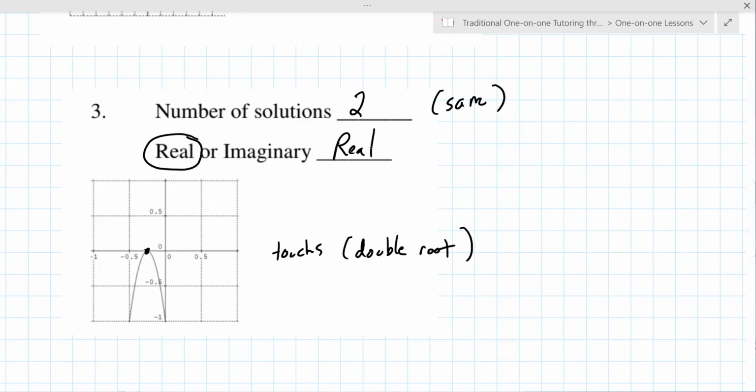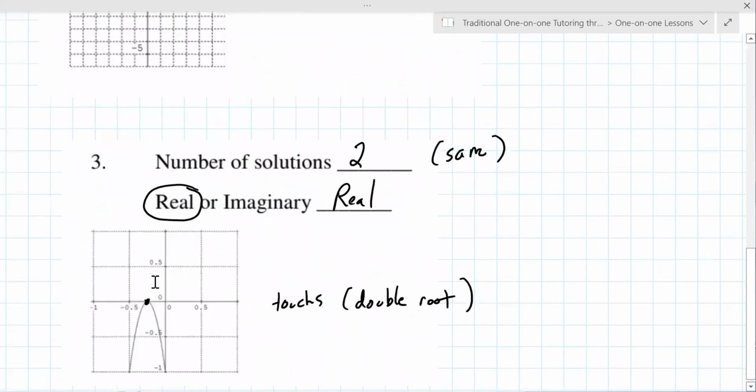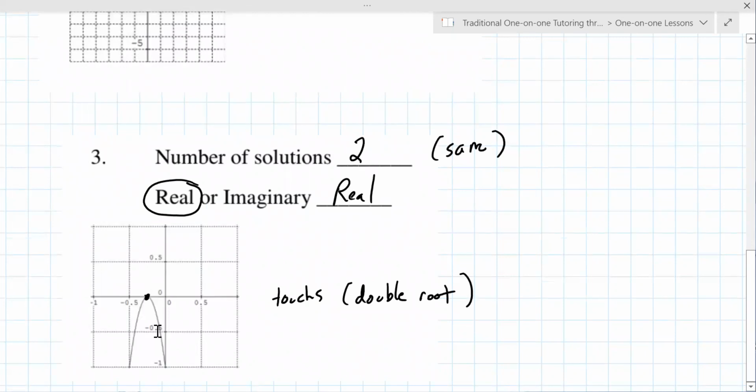And so to summarize, there's 3 things to remember. If it crosses, there's 2 real. If it does not cross, there are 2 imaginary. That's what we saw in this one. And if it touches, bounces, maybe you like the word bounces, then there's 2 real, but they're the same. It's called a double root. Okay. These are just definitions. There's no exceptions. Nothing else there.